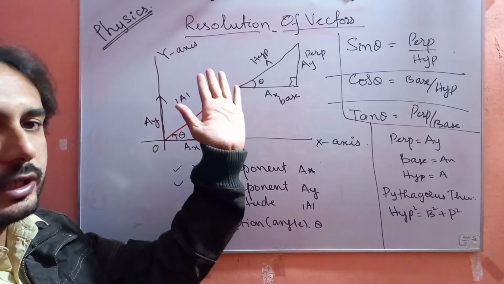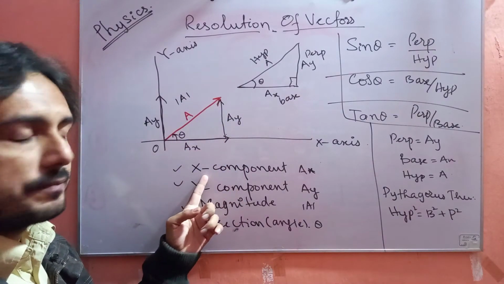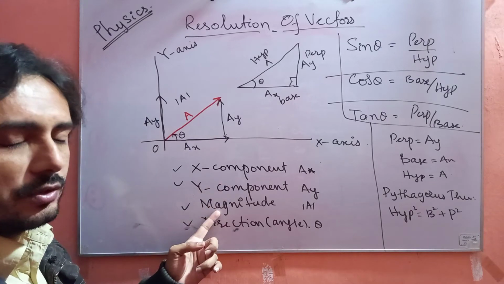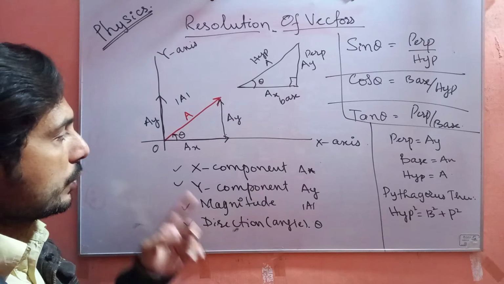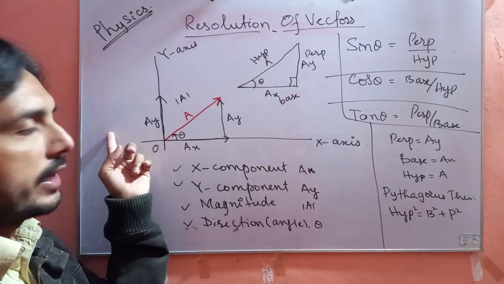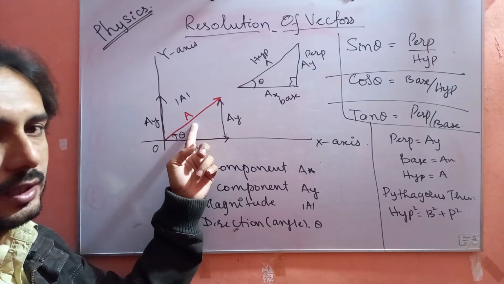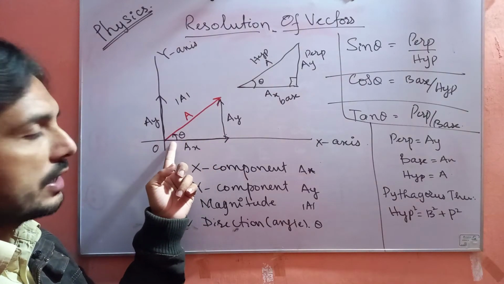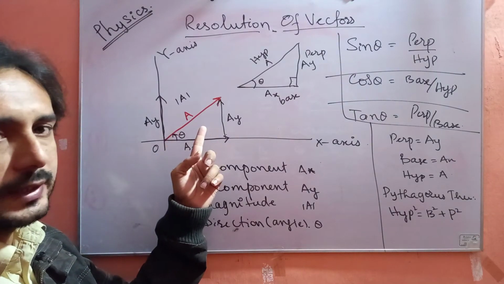In resolution of vectors, we have to determine four factors: the x component, the y component, the magnitude of that vector, and the direction or the angle of that vector. Suppose in the two axes, the x-axis and y-axis, a vector is given, that red vector, which is making an angle of theta with the horizontal, and we have just resolved it into its rectangular components.